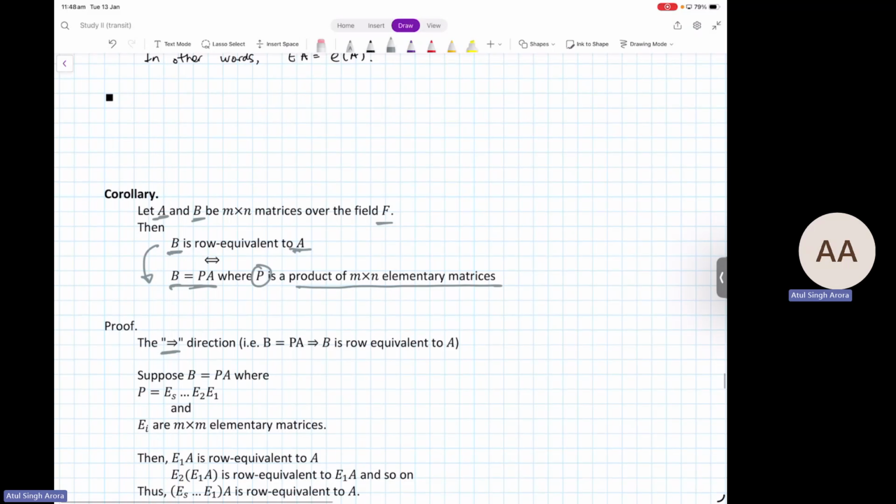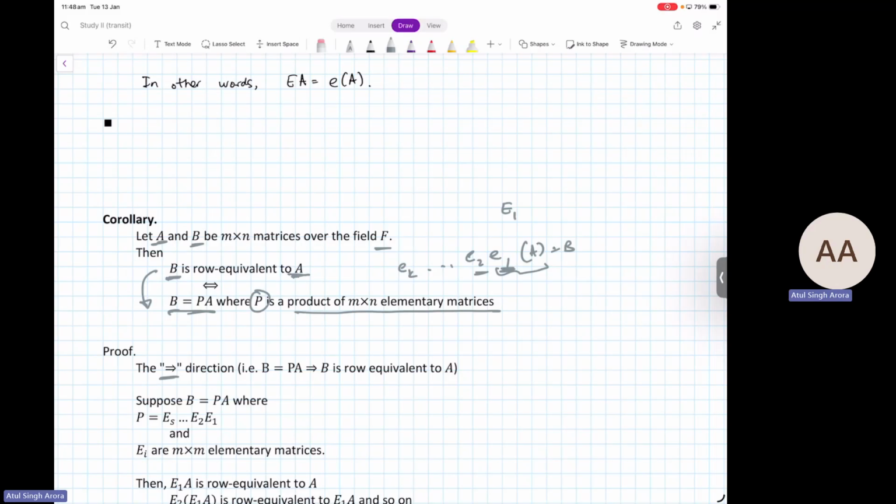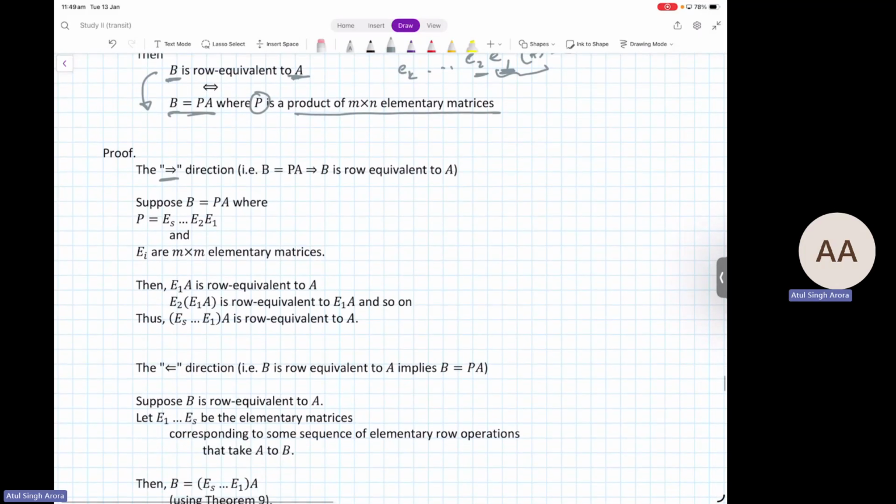The definition of row equivalent was that you could apply a sequence of row operations. So you could apply a sequence of E1, E2, and so on up to Ek on A to get B. That is the definition of row equivalent. And then we argued that each one of these operations, from the theorem we know, can be written as some elementary matrix, capital E1, acting on A, and so on. So let's see how to prove this.